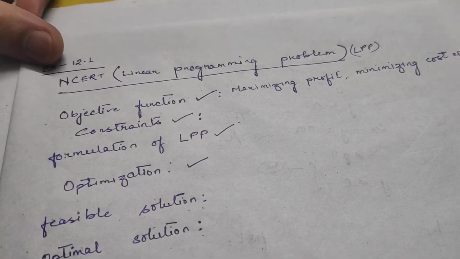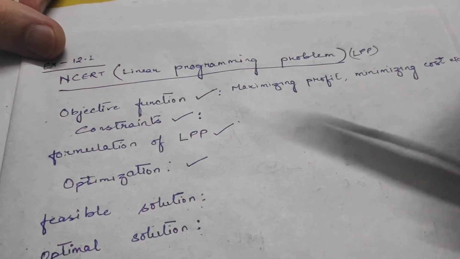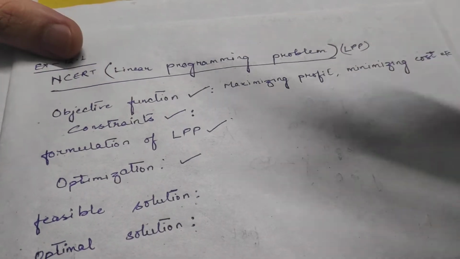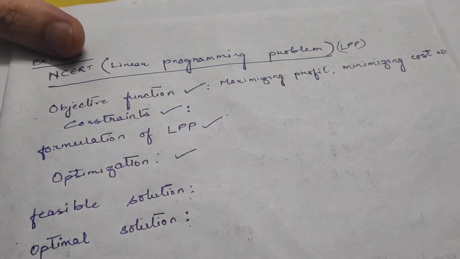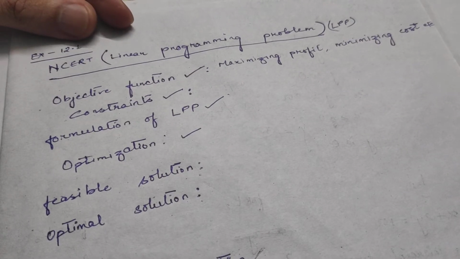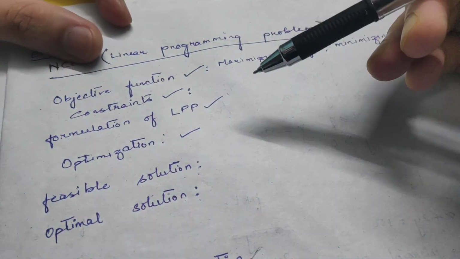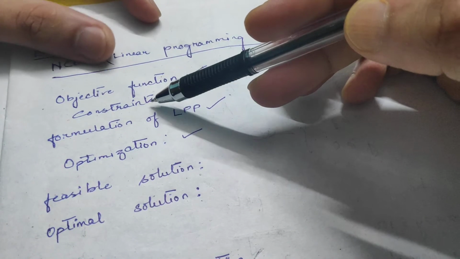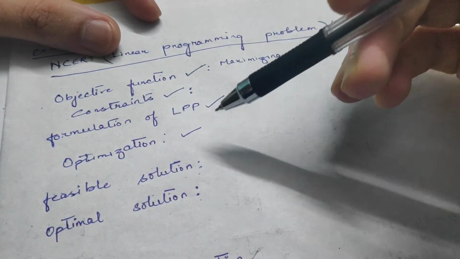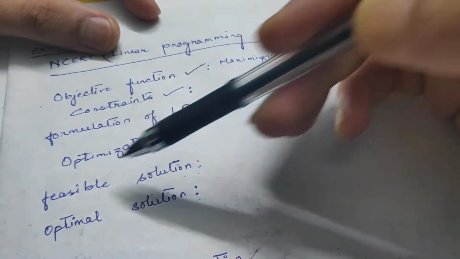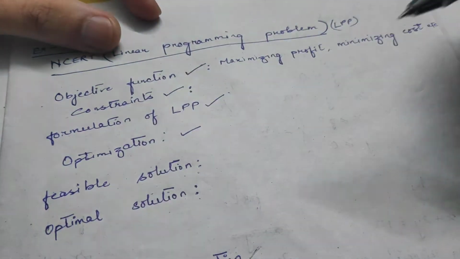Hello students. Today we are going to do linear programming problems, which is chapter 12. Before that, we need to know what is an objective function, what are constraints, how do we formulate a linear programming problem, what is optimization, what is a feasible solution, and what is an optimal solution.